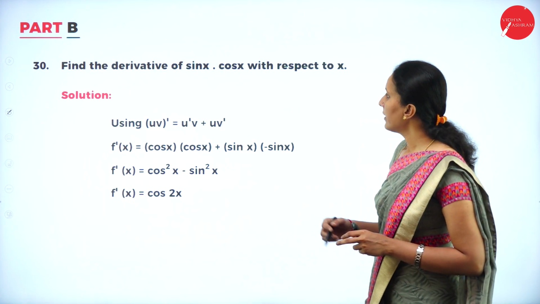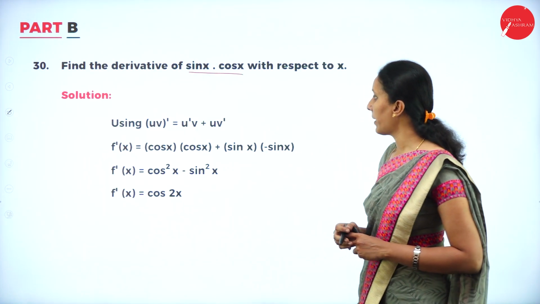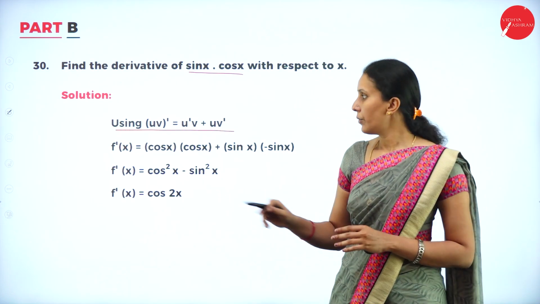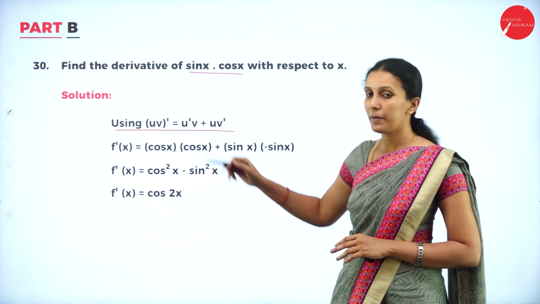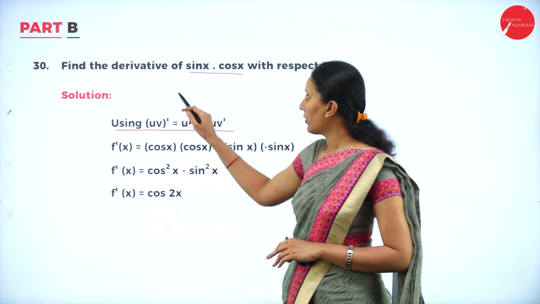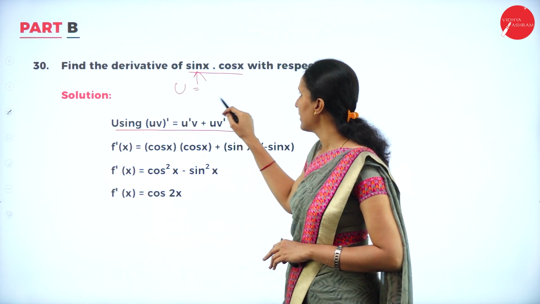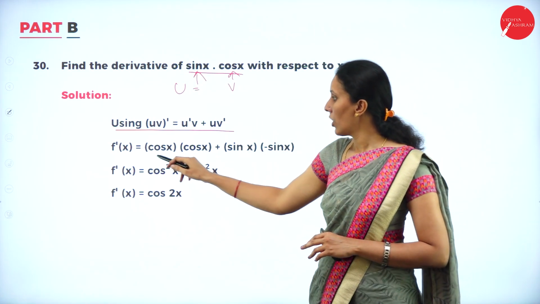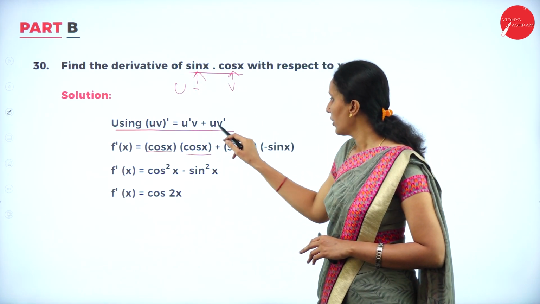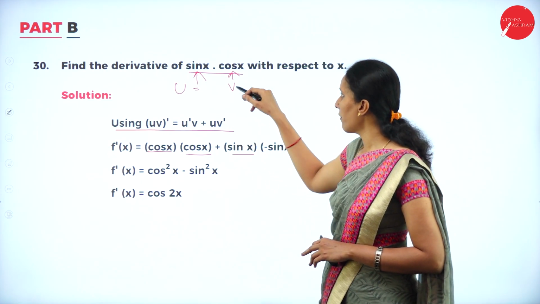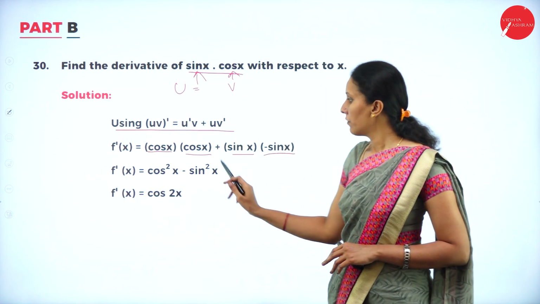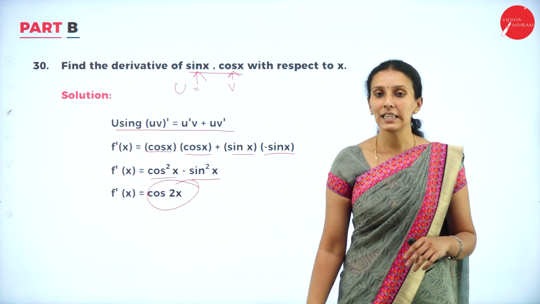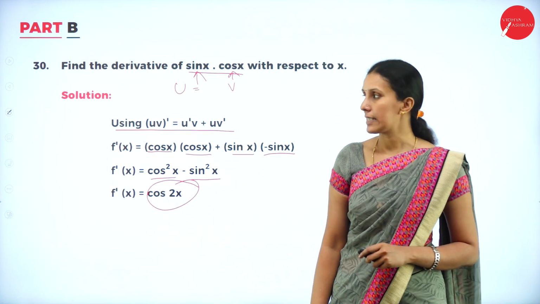Next question. Find the derivative of sin x cos x with respect to x. So using the product rule. What does the product rule say? u dash v plus u v dash. Dash represents the derivative of the function. So if you take u as sin x and v as cos x, u dash is nothing but derivative of sin x, which is cos x, and v is cos x. u is sin x. v dash means derivative of cos x is minus sin x, which becomes cos square x minus sin square x, which is the formula of cos 2x. Hence, the derivative of this function is cos 2x.